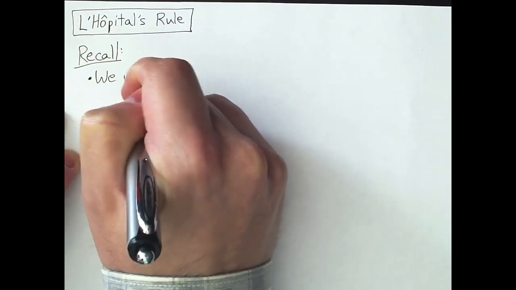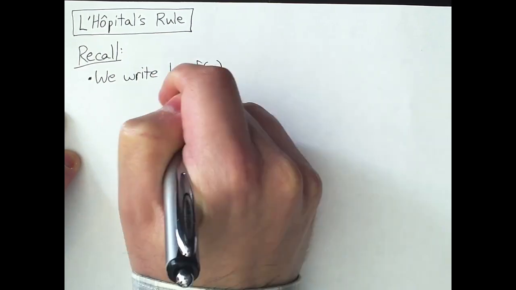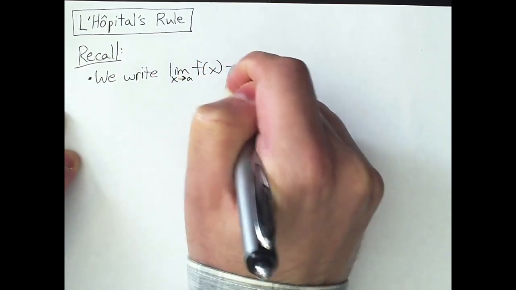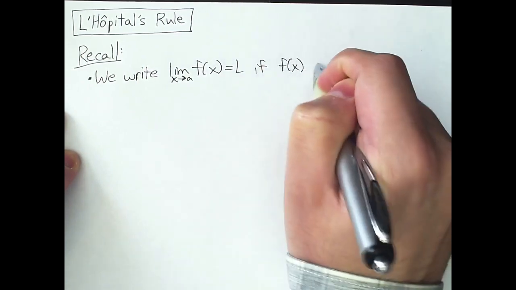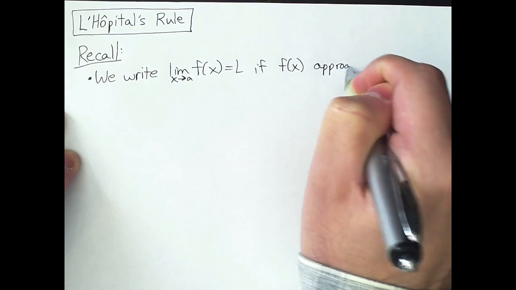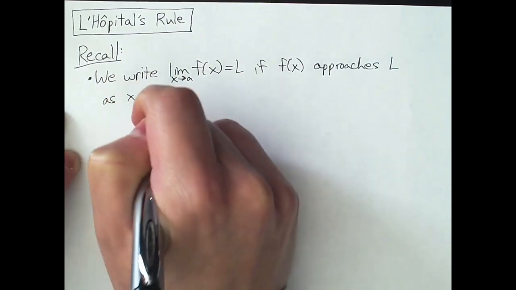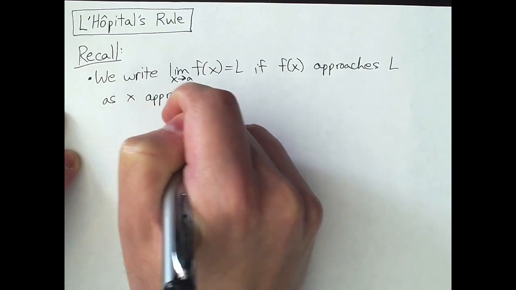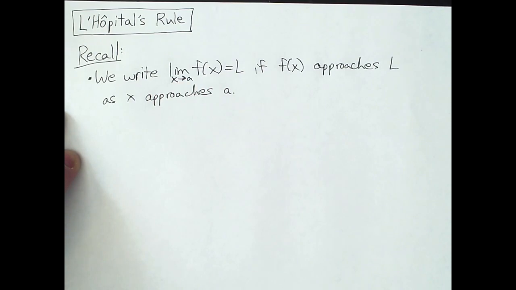Recall, we write the limit of f of x as x approaches a equals L if f of x approaches L as x approaches a. We know this, but I just want us to get into the right mindset. We had a full definition of the limit earlier in the semester, and this is just the short version of that definition.